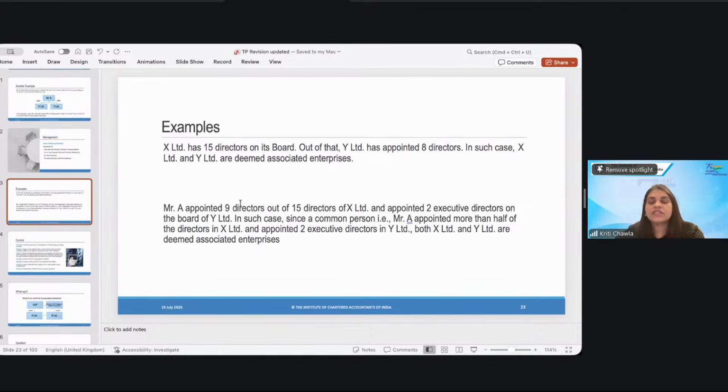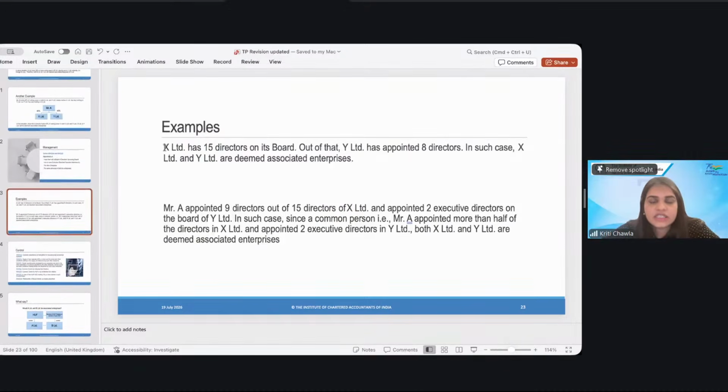Mr. A appointed 9 directors out of 15 directors of X Limited and appointed 2 executive directors on the board of Y Limited. In such case, because this is a common person, Mr. A, they have appointed more than half of the directors in X Limited and they have appointed 2 executive directors in Y Limited. This is the reason both X and Y Limited are deemed associated enterprises, because there was one common person that has appointed in X and has appointed in Y also. So they will be associated to each other.